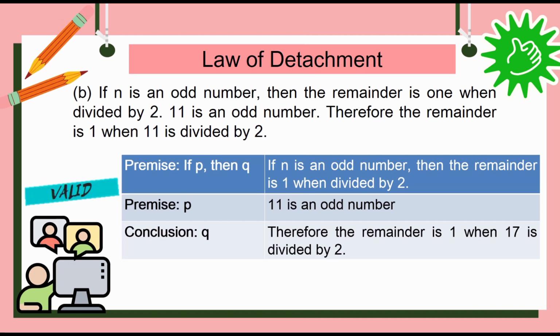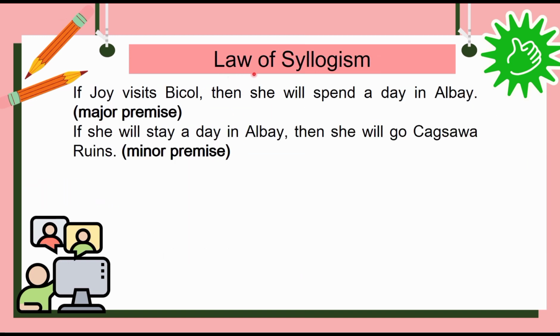Let us talk about the law of syllogism. It is also known as reasoning by transitivity. It has two premises. One is the major premise, and the second is the minor premise, which leads to either a valid or invalid conclusion. So, let us have the first example.